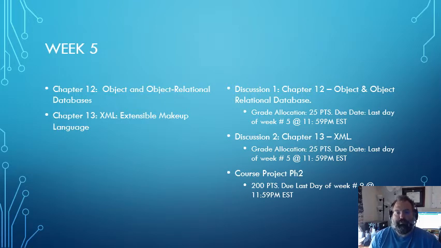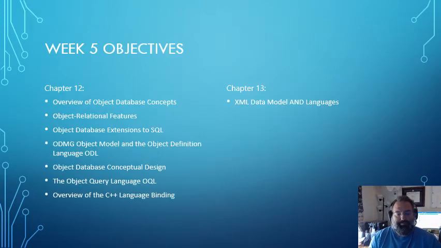Also, the first discussion for week 5 should center on chapter 12, where you will talk about object and object-relational databases. That is due by the end of the week at midnight. And then the second discussion is centered on chapter 13, which deals with XML, also due at the end of week 5. And then lastly, the course project phase 2 should be on your radar, though it is due at the end of week 9. So it is a good time to start looking at it and planning for it.